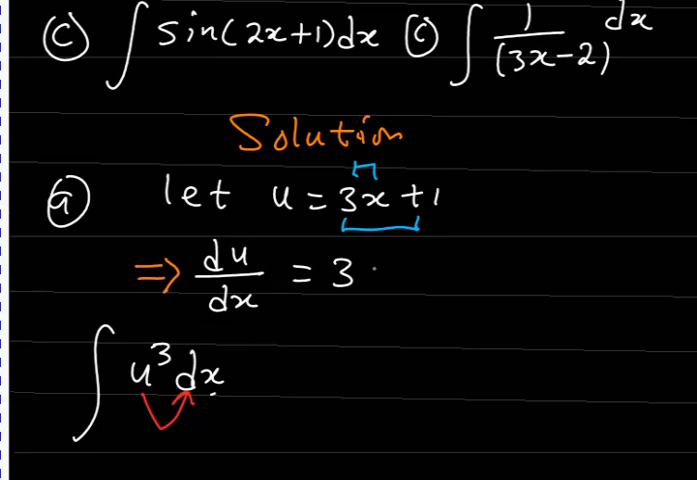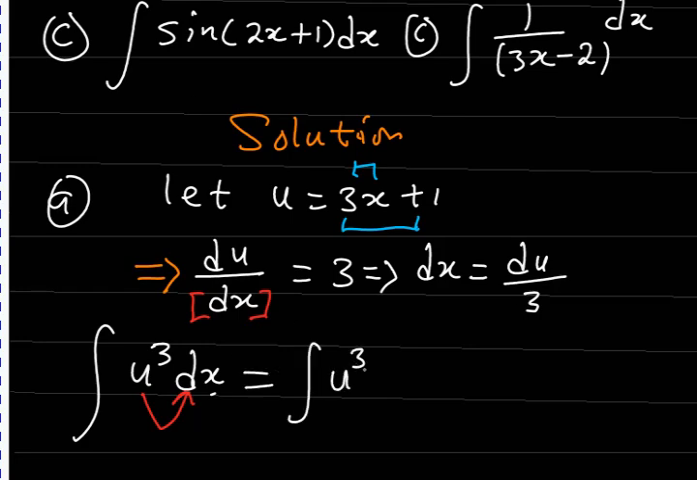So in this case now, if I make x the subject of this expression, if I cross multiply to make x the subject, dx will be equal to du all over 3. So this is going to be equal to the integral value of u with respect to 3. So I'm going to replace this dx by du all over 3.